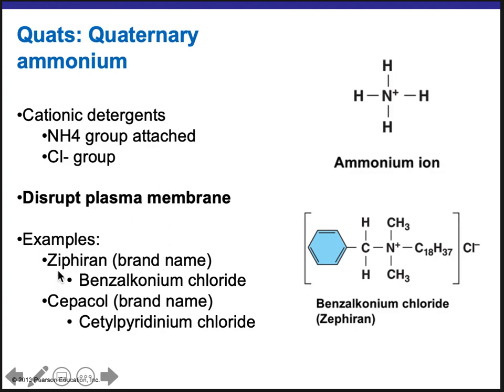And we see a couple of different examples, brand names, Zephiran and Cepacol. You'll see in your book, they'll have a little graph to show you their effectiveness as well, if you want to go ahead and take a look at that. So these are what we call surfactants, or surface agents. This is why we consider them detergents typically. They can be good at killing and disrupting plasma membranes, denaturing some proteins. They're very good at killing bacteria.